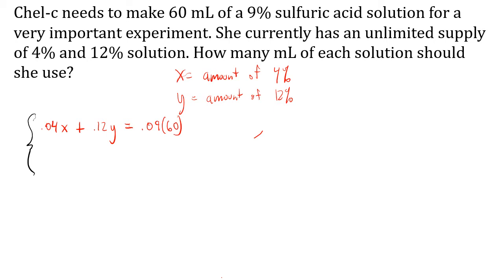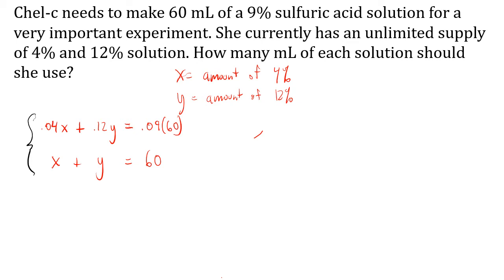And then equation 2 is just talking about the actual volume involved. So I could say that the volume of x plus the volume of y, or the amount of x plus the amount of y, is going to equal a total of 60 milliliters of solution. And so now all that's left is for me to solve this. And for me, what I see right away here is if I multiplied the top equation by 100, I would get rid of all the decimals.